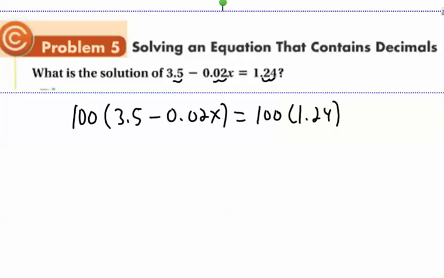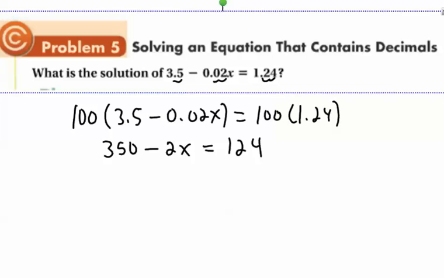So 100 times 3.5, I believe, is 350. And then negative 2x, because 100 times negative 0.02 is negative 2x, and that is equal to, I believe, 124. Okay, I believe that would be 124.